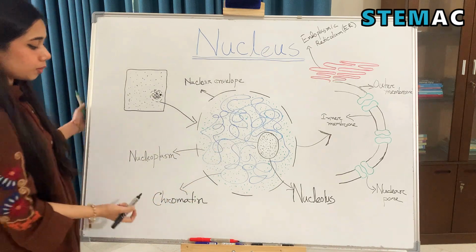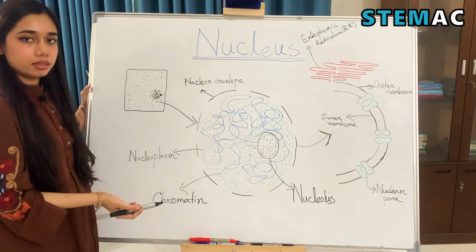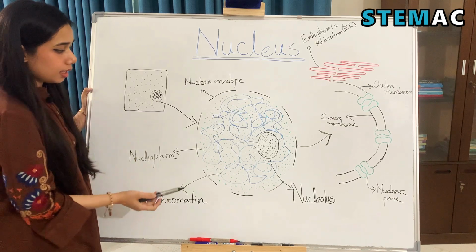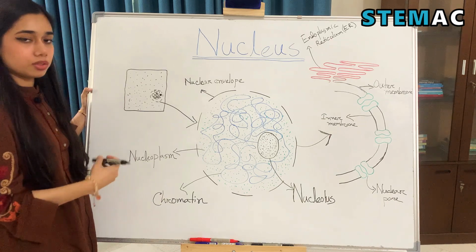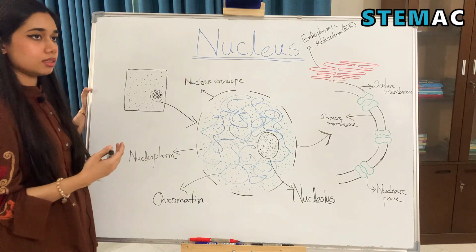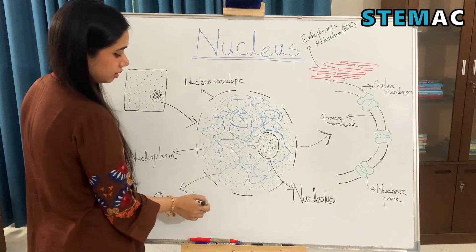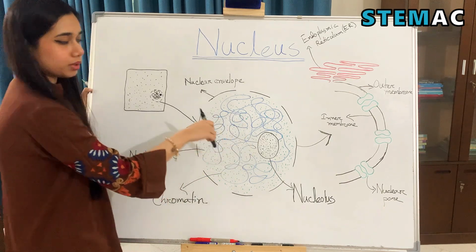So we know chromatin contains DNA, right? And this DNA is coiled up together. And during the meiosis or mitosis process, this chromatin can condense into chromosomes. So this is basically the genetic material within the nucleus.